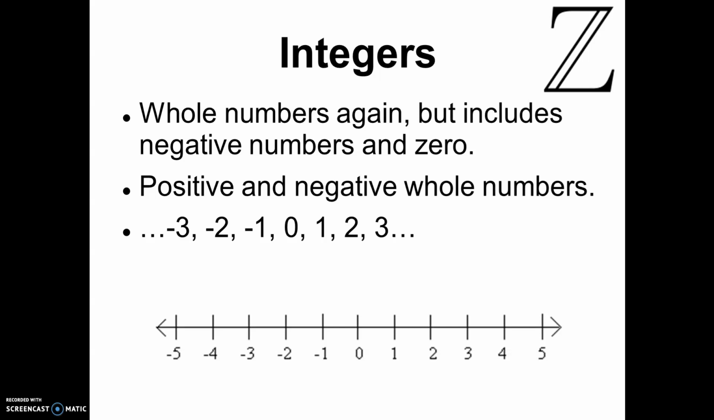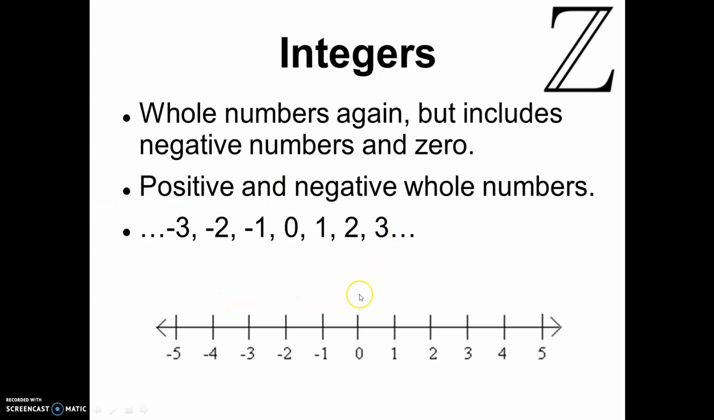Next up is integers. This is whole numbers again, but it includes negative numbers and it includes 0. So 0, not a natural number, but is an integer. The symbol for integers is Z with a double line on the diagonal again. So integers: -3, -2, 0, 1, 2, 3, all the way up to all the whole numbers to positive infinity, and all the whole numbers to negative infinity as well.